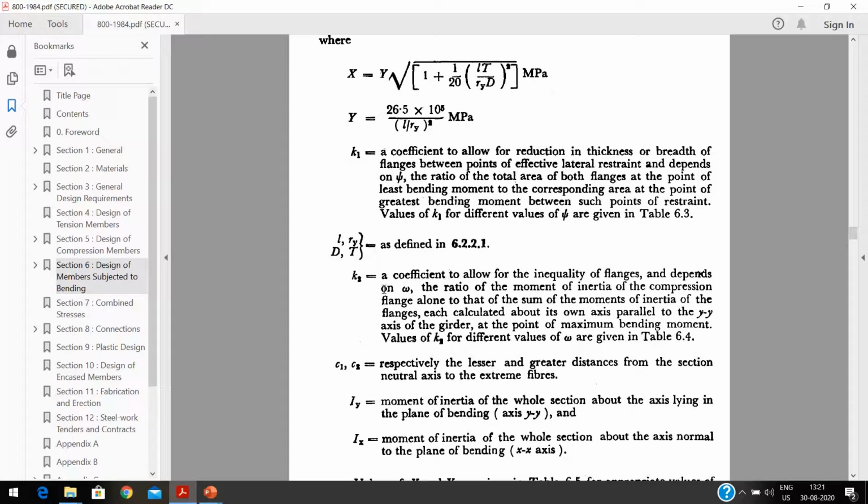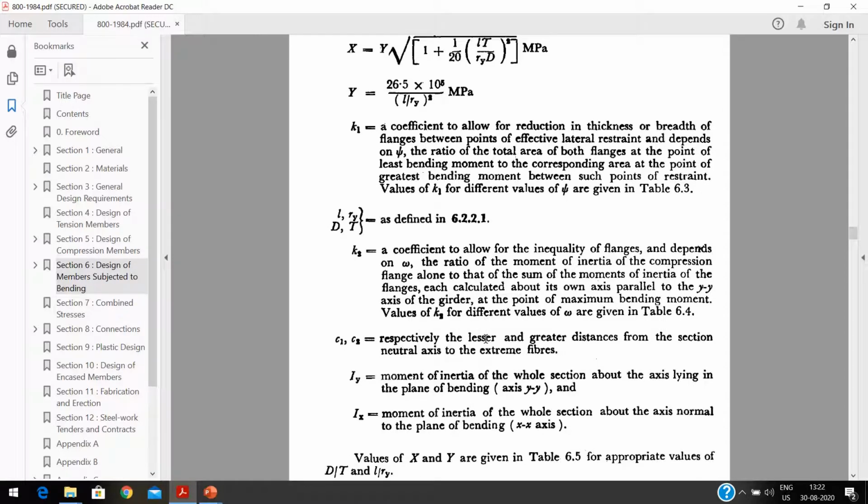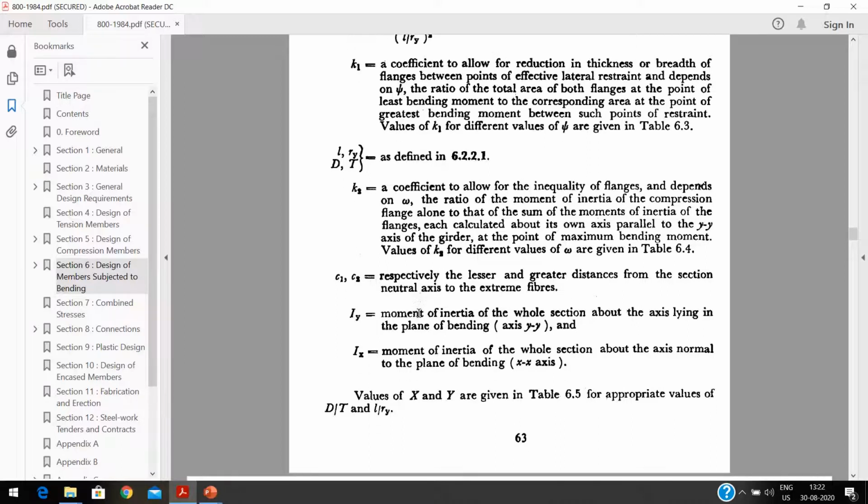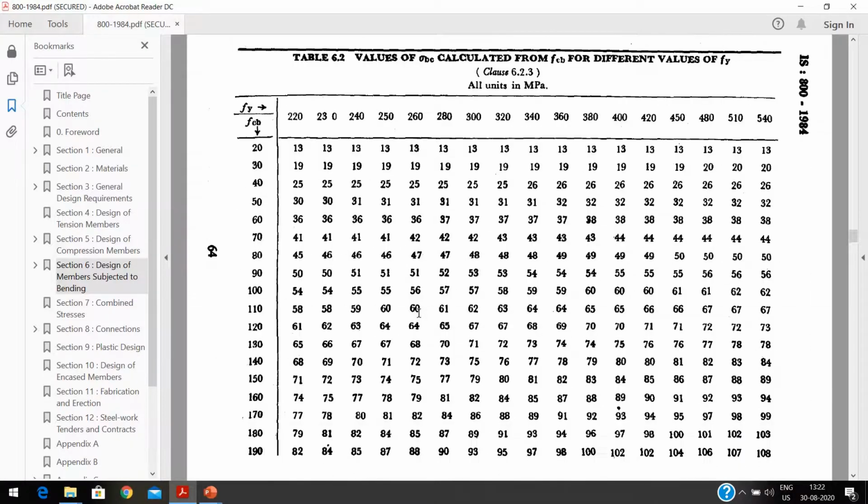Then K2 is a coefficient that allows for the inequality in flanges, depending upon omega or small w, the ratio of moment of inertia of the compression flange alone to the sum of moments of inertia of the flanges, each calculated about its own axis parallel to the y axis of the girder. On that we have the table, and there we will get the value of K2. C1 and C2 are the lesser and greater distances from the section neutral axis to the extreme fibers.